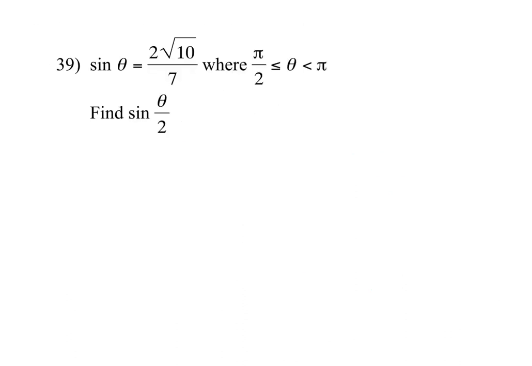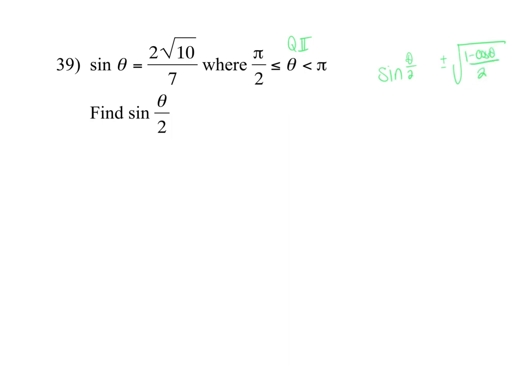Okay, so given something like this, you see that they've given you sine. They've told you that you are in your second quadrant. And they want the half angle identity here. So I have to go back to what is my half angle identity? Well, that is going to be the positive or negative of the square root of 1 minus the cosine of theta over 2.